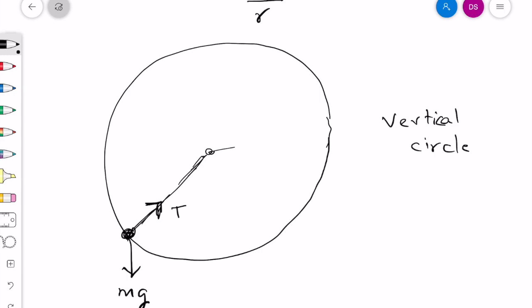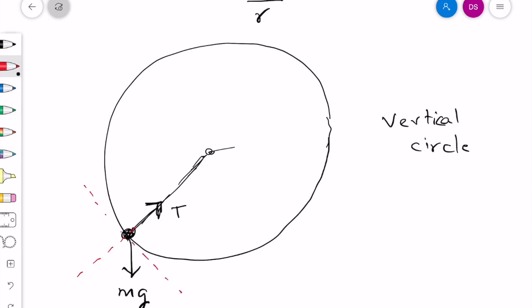Okay, now we have our forces. We want to resolve the forces into components and apply Newton's second law. That's what we want to do. So we saw earlier that a good choice of axis when an object is going in a circle is the radial direction and the tangential direction.